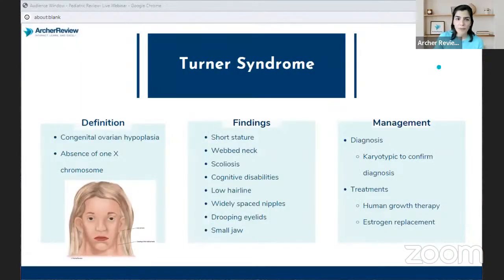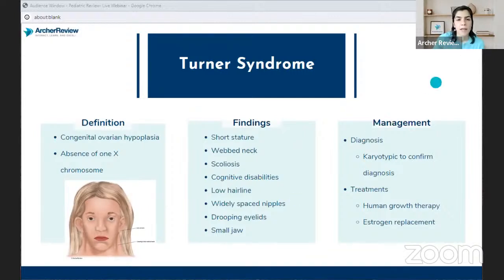Turner syndrome. As we know, Turner syndrome is the absence of one X chromosome. So as patients get older, they might find amenorrhea and infertility are more common complications thanks to their ovarian failure. Some common findings that you might see on exam are short stature, the webbed neck, scoliosis. They might have the low hairline, small jaw, drooping eyes, the wide spacing of the nipples.